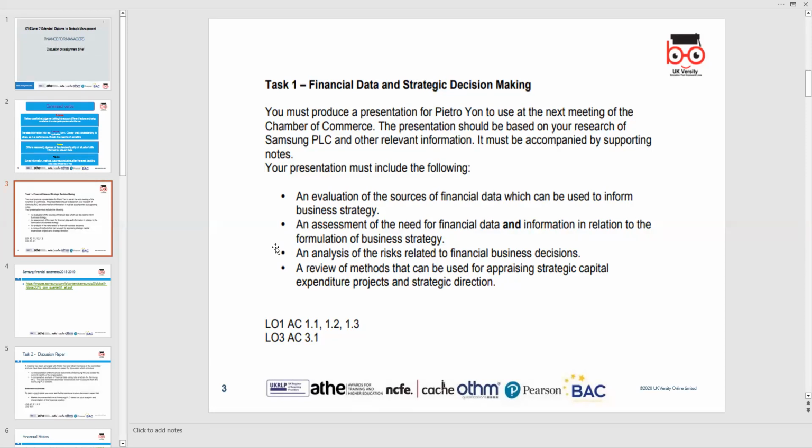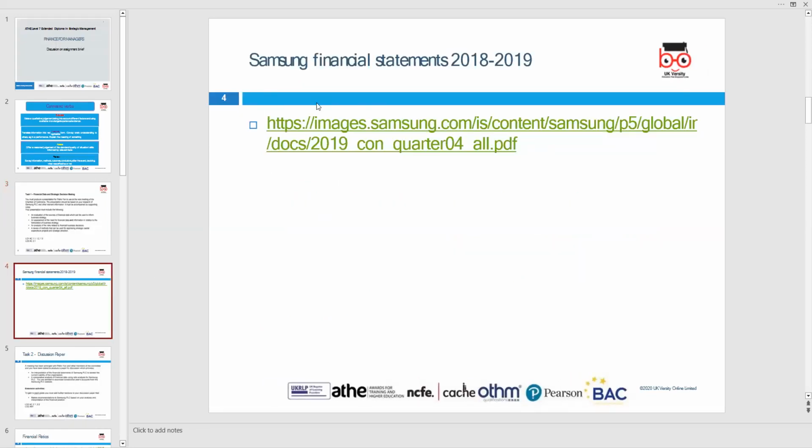Why do you need these sources of finance? Internal and external sources of finance, and the type of decisions, the type of investment methods that are important for projects. So you need to describe some kind of investment projects in payback and internal rate of return and discounted cash flow and so on. So this is your task number 1. And your financial data will be on this one here. You look at them and you read this.